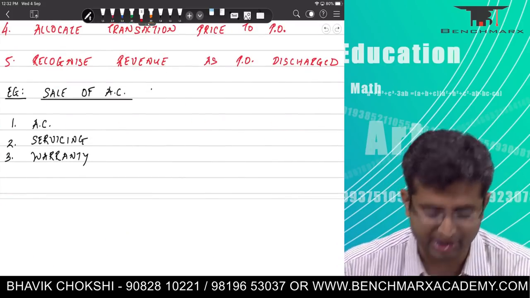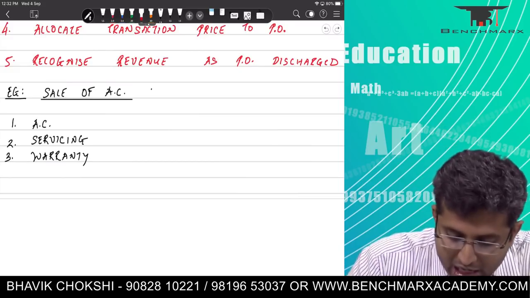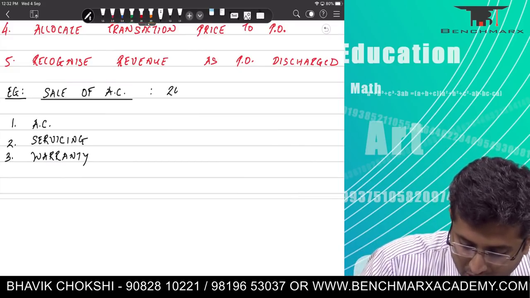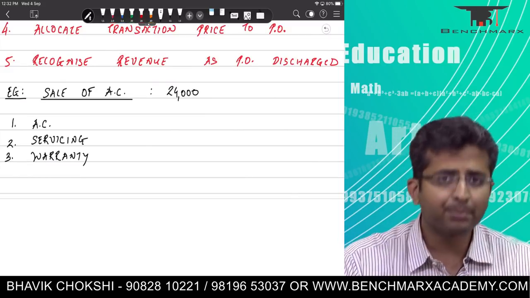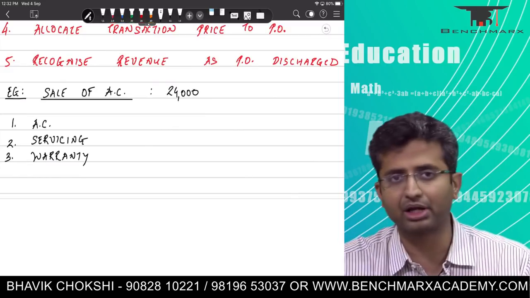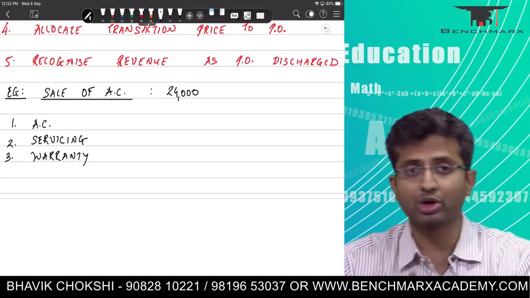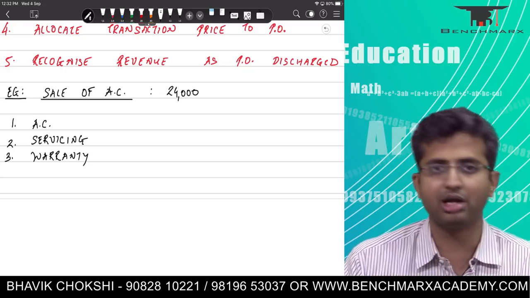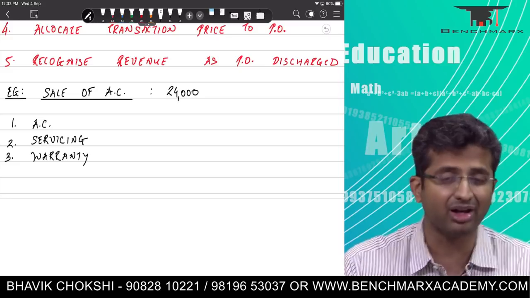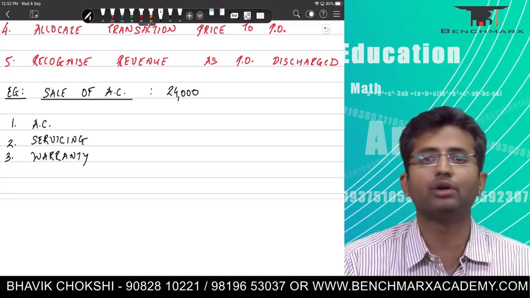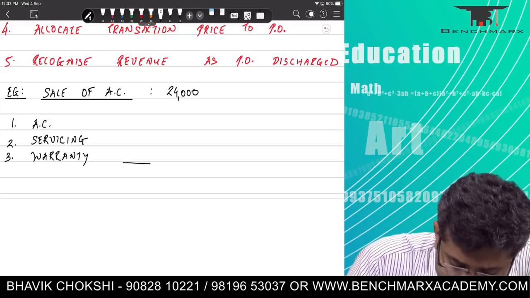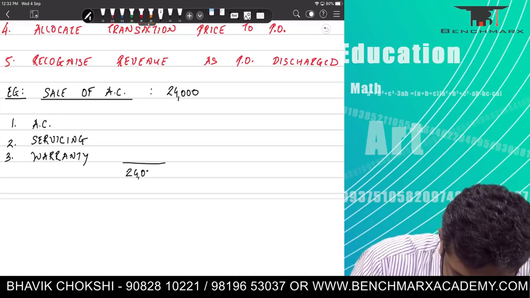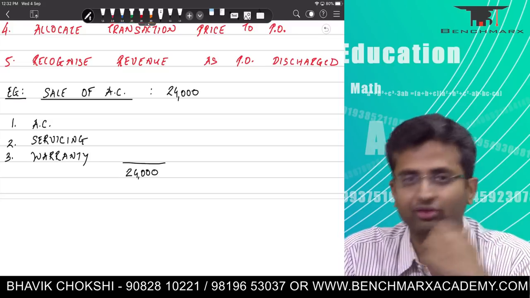Let us say we look at the example of a sale of an air conditioner. Let us say a company like Voltas is selling an air conditioner for 24,000 rupees. A very typical term in the sale of an air conditioner is to also have a free service and a free warranty. So let us say you are getting a 1-year free service and a 2-year free warranty, in which case Voltas is charging you 24,000. So that is what we call a transaction price.